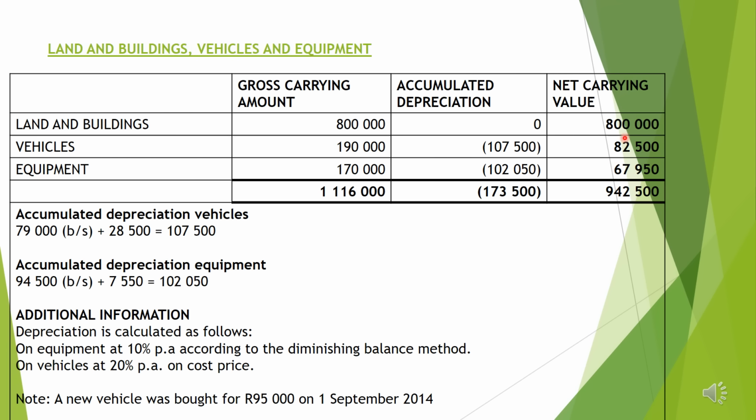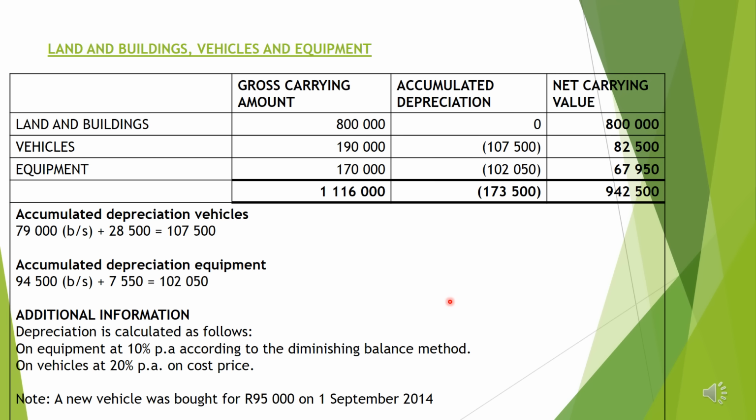Welcome to Accounting 101. In this lesson, we will be continuing with the previous lesson on REMIC Traders, where we will be looking at your fixed asset notes, your non-current assets: your land and buildings, your vehicles, your equipment. How do we calculate depreciation? How do we move from your gross carrying amounts to your net carrying amount?